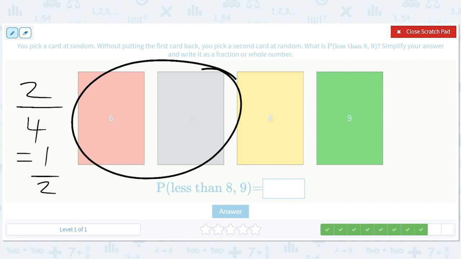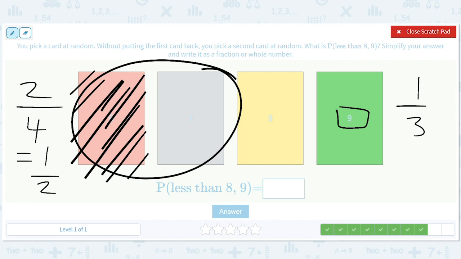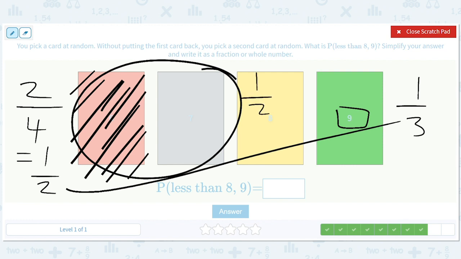Now, you don't put the first card back, so that means that you now cross out. Let's just say you pick the 6. It's not going to change the math, right? So you just eliminate one of these. And now you want to pick the second card at random, and you want to make sure that it's a 9, right? Well, for it to be a 9, there's 1 nine out of 3 remaining. So that's 1 out of 3. So now we multiply 1/2 times 1/3, and we get 1/6.